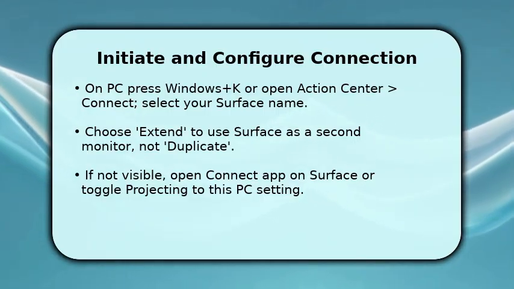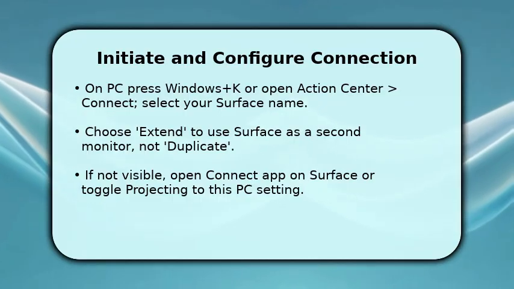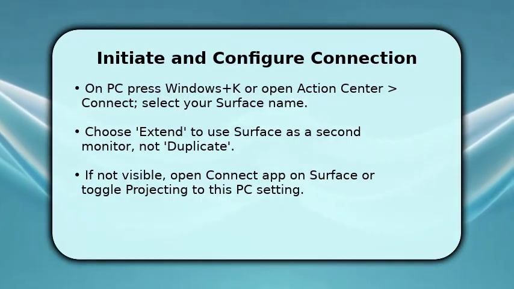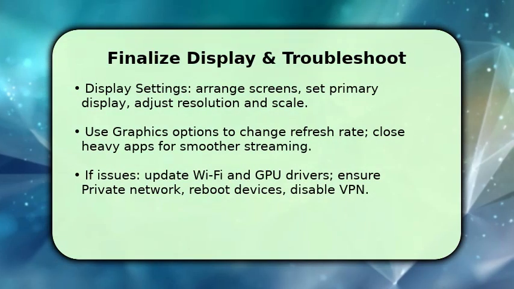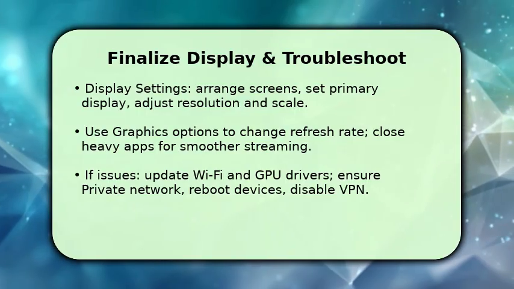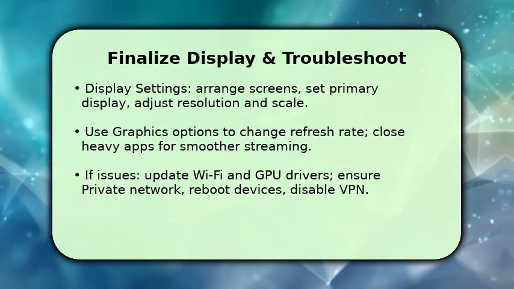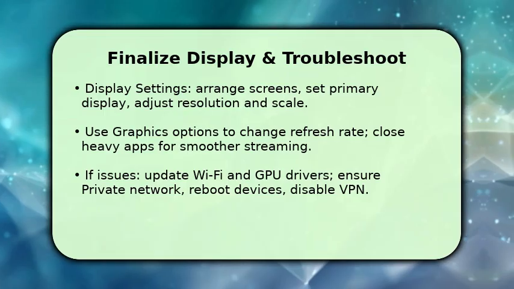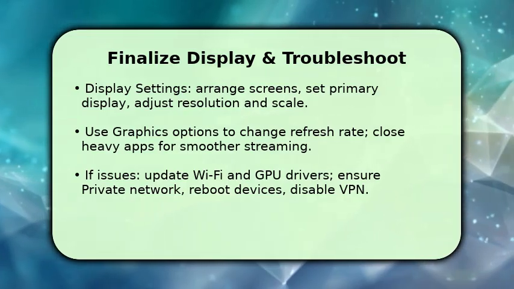Finish by opening display settings on your main PC. Drag the monitor icons to match physical layout, set which screen is primary, and adjust resolution/scale so UI looks crisp on the Surface. For smoother motion, lower the resolution or refresh rate and close CPU/GPU heavy apps.